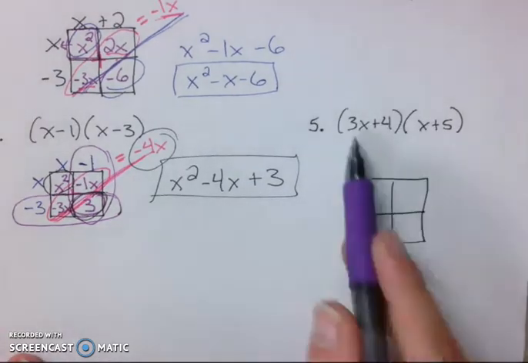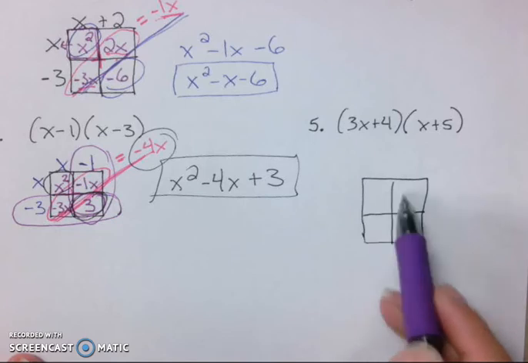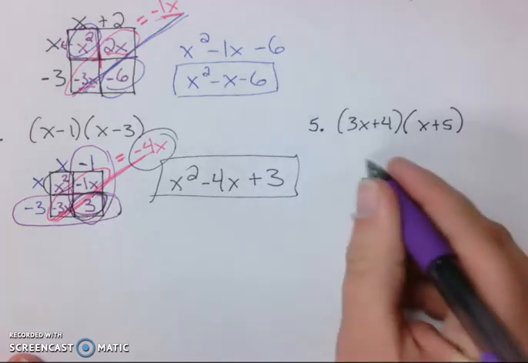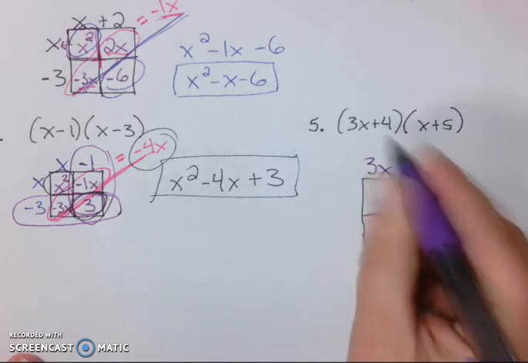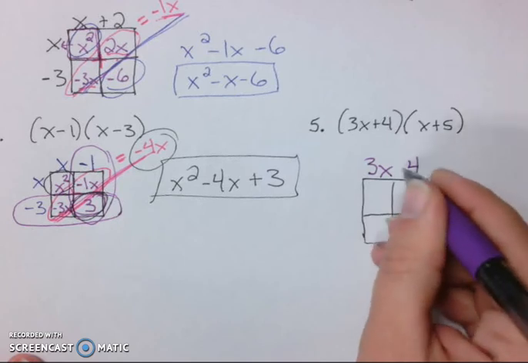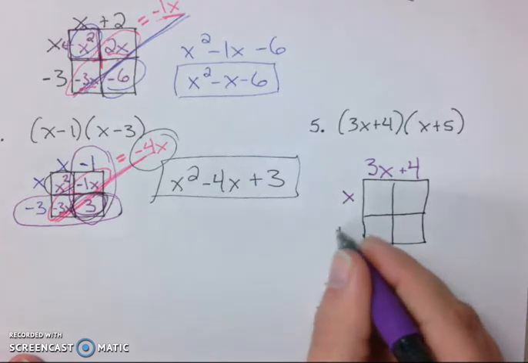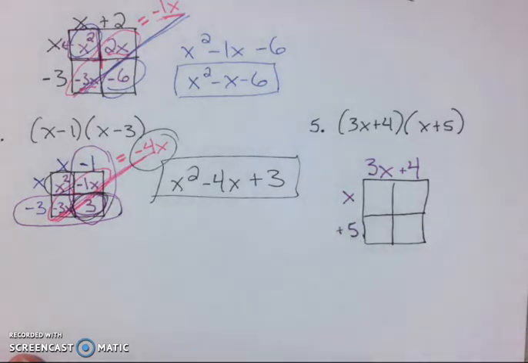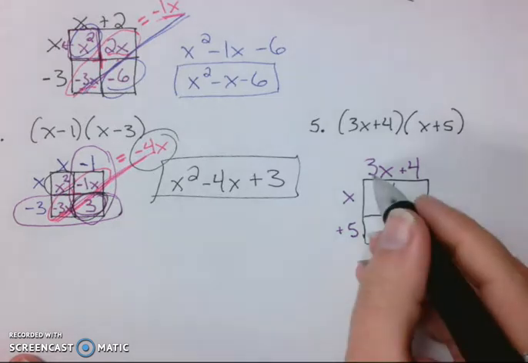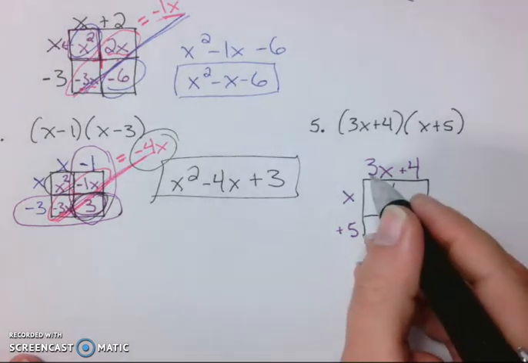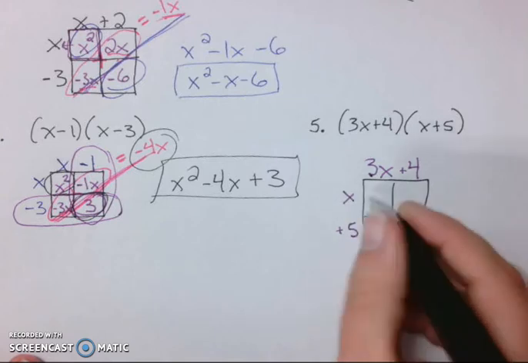Okay, I have another 2 by 2, so I did a 2 by 2 box. So we have 3x plus 4, so that's a positive 4. X plus 5, positive 5. And multiply these together. So this time it has a number, 3, and there's not a number here, so it's going to stay 3.